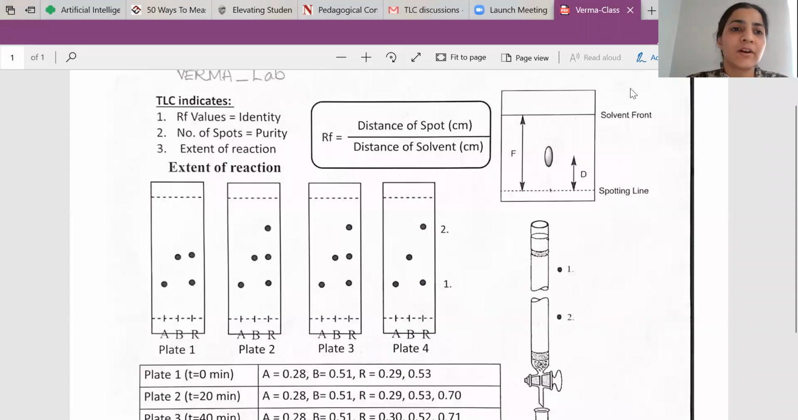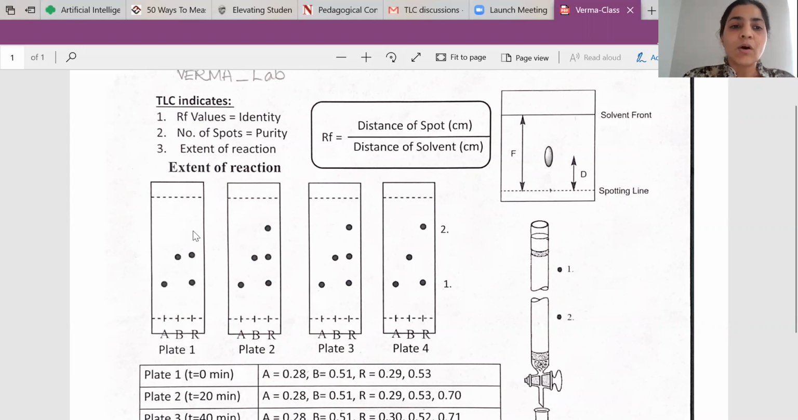Thin layer chromatography, or TLC, can help us in figuring out several pieces of information from our experiment. Let's say that you have an experiment where you have compound A and compound B. You mix them together in a reaction pot, and you see what reaction goes on when you mix them together.